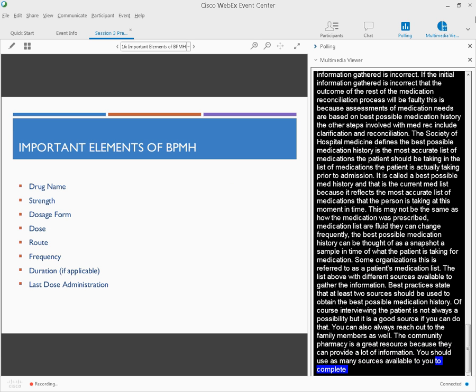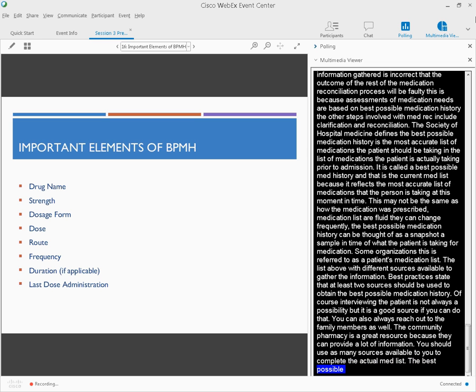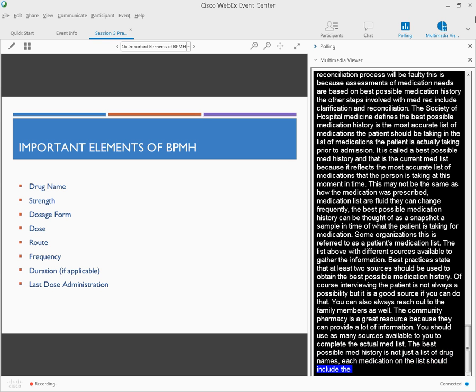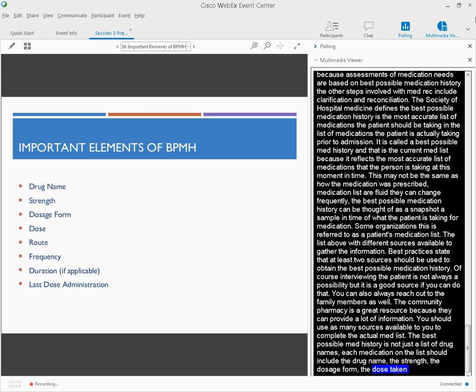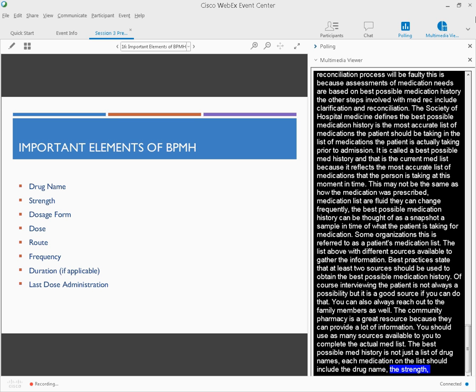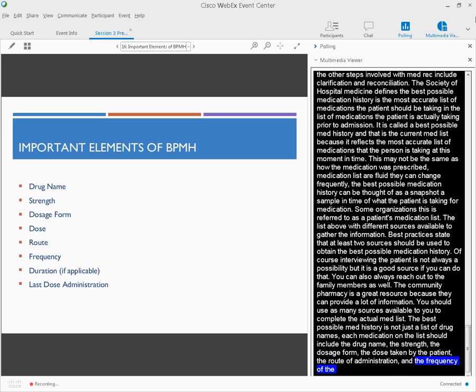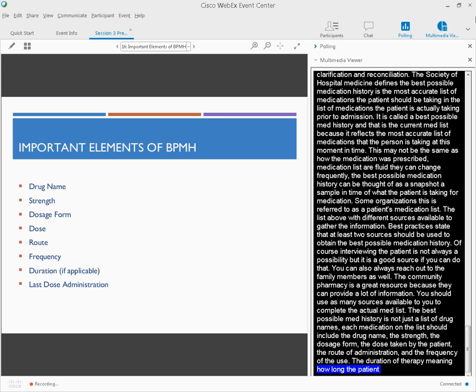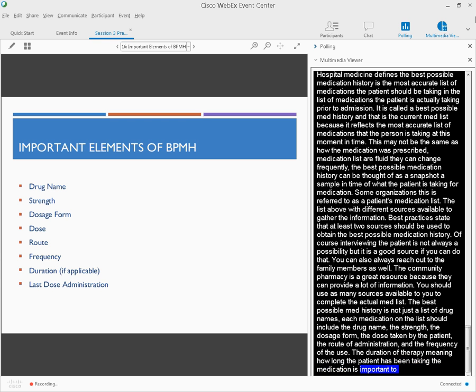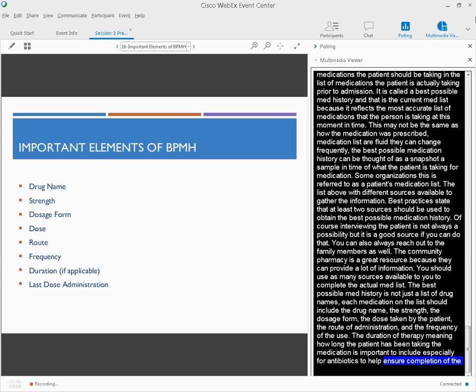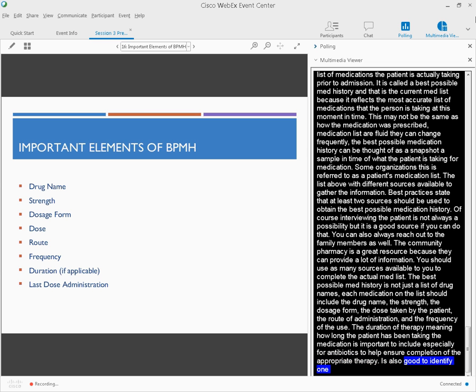The best possible med history is not just a list of drug names. Each medication on the list should include the drug name, the strength, the dosage form, the dose taken by the patient, the route of administration, and the frequency of use. The duration of therapy, meaning how long a patient has been taking the medication, is important to include, especially for antibiotics, to help ensure completion of the appropriate therapy. It's also good to identify when the last dose was taken or administered for each medication, especially during transitions.